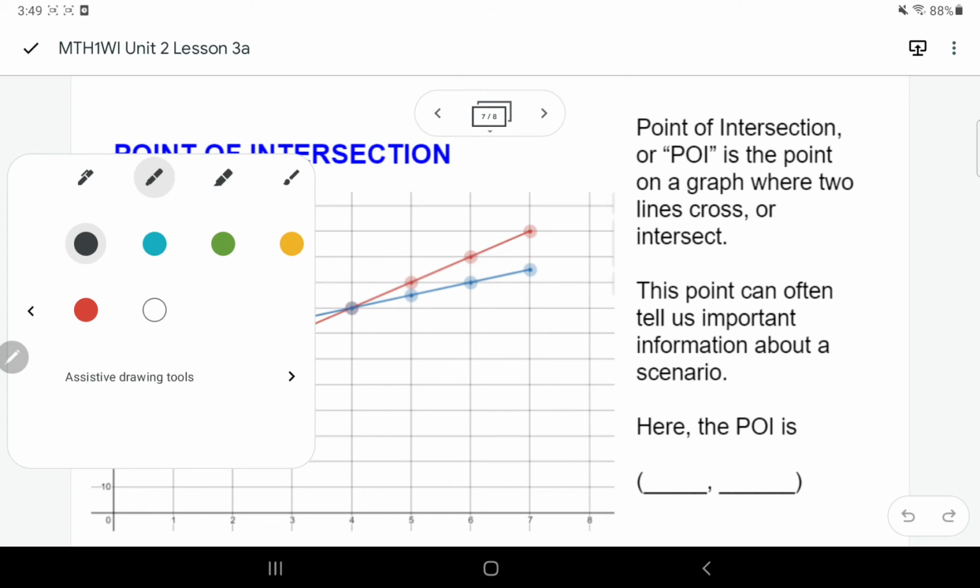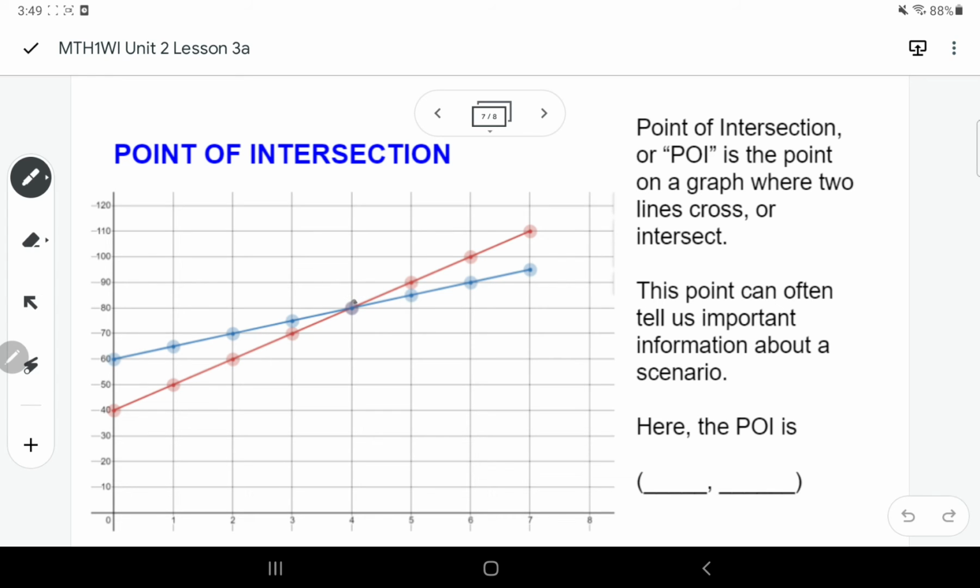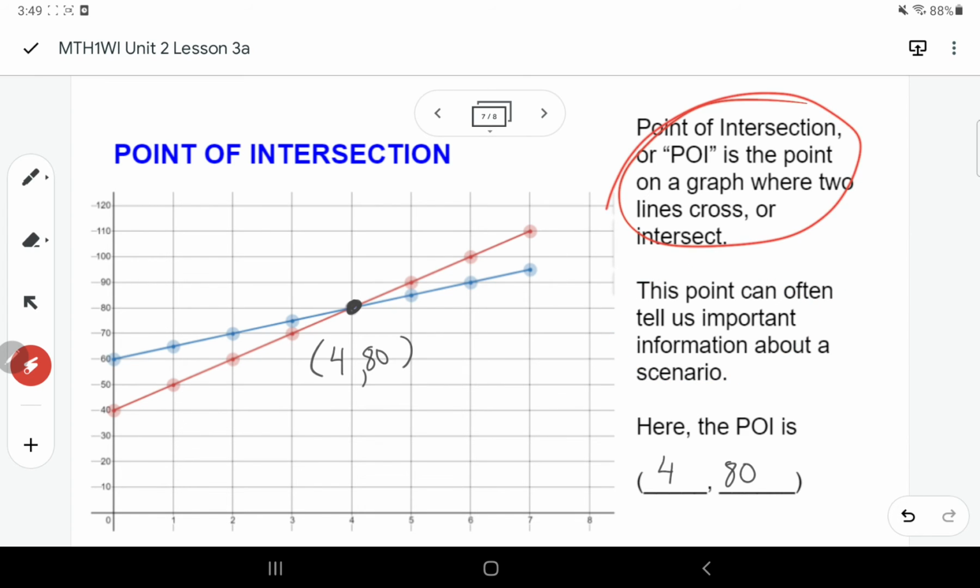So if I wanted to label this point where those two lines cross, I want to give that a point based on the X and Y coordinates. So remember, the first number is how far over you go, and the second number is how far up. So this point is over 4 in the number of gigabytes and up 80 in the price. So POI is 4 and 80. So make sure you have this in your notes, this part here. POI is where the two lines cross.